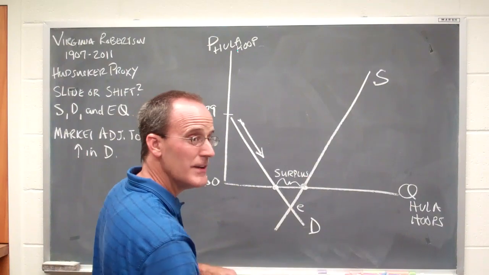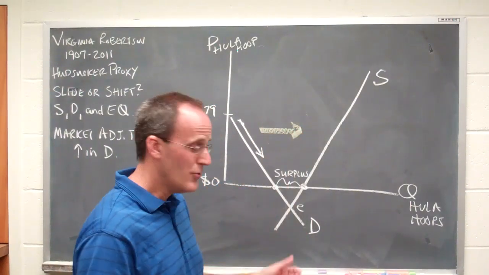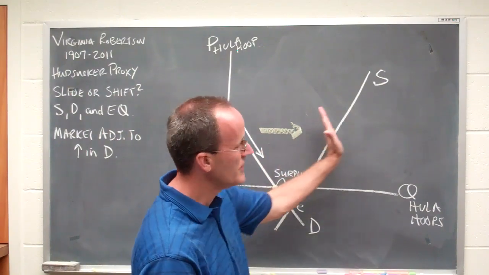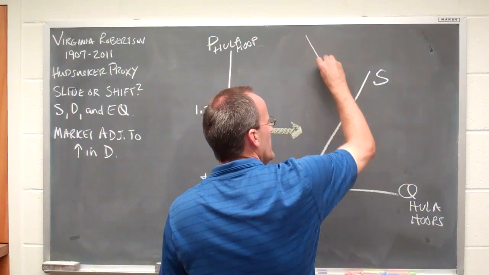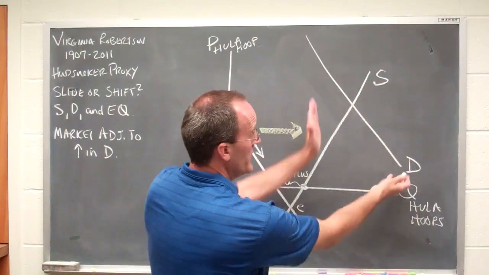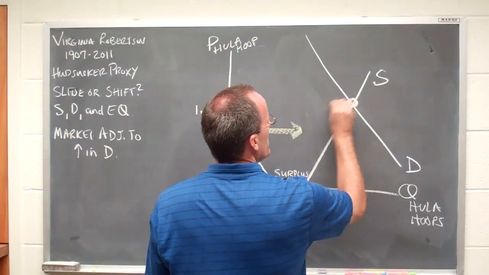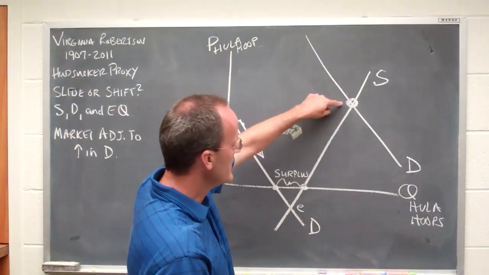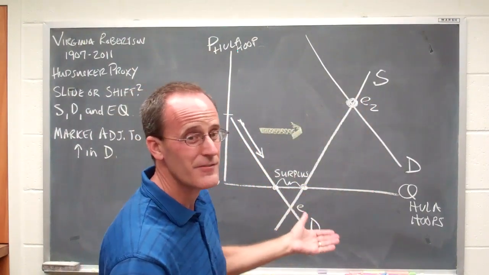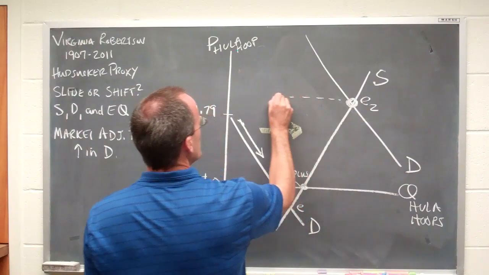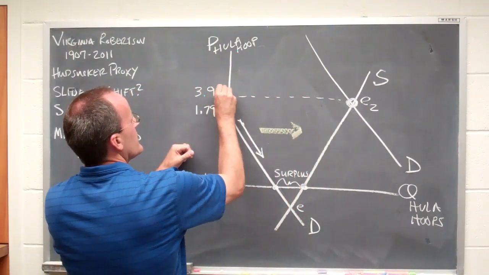So what I'm going to do is show you the new demand curve after the hula hoop craze. And demand all of a sudden shifts out a lot because a whole bunch of kids want to buy these. So here's my new demand curve. It's big, right? Everybody wants a hula hoop. And so all of a sudden we find ourselves up here. Now what was that? That's going to be the new equilibrium price. And that's E2. And my scale's not very good right here. But the idea was, at the end of the scene, we see that the price is $3.99.